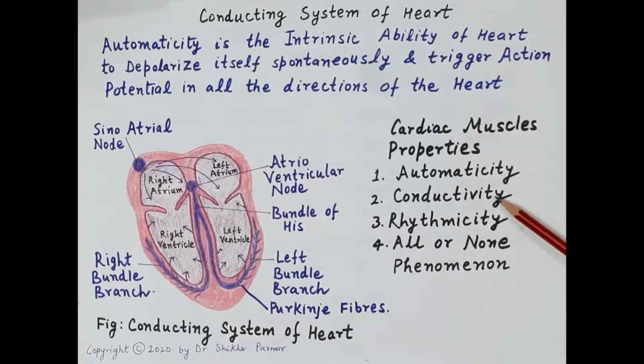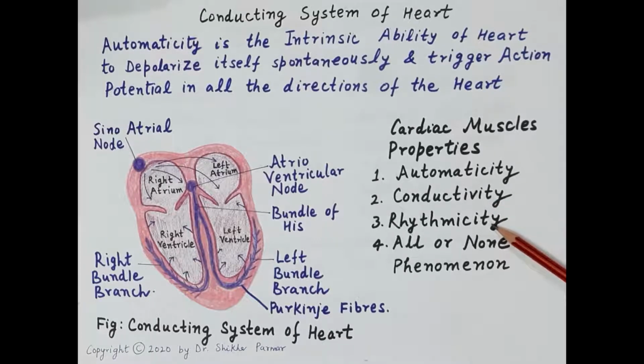That means a single impulse which is produced by the SA node is responsible for the contraction of both the atria and the contraction of both the ventricles. One impulse and one contraction of the heart.